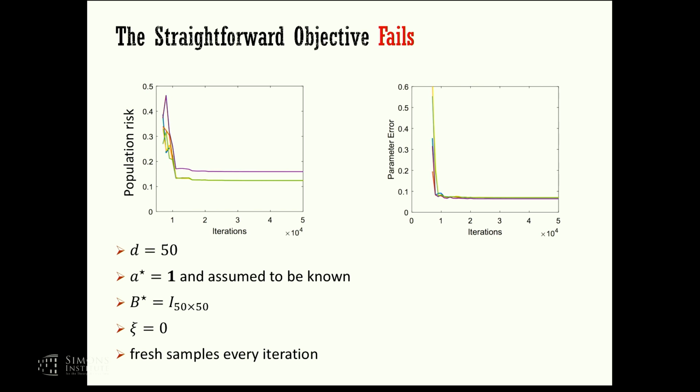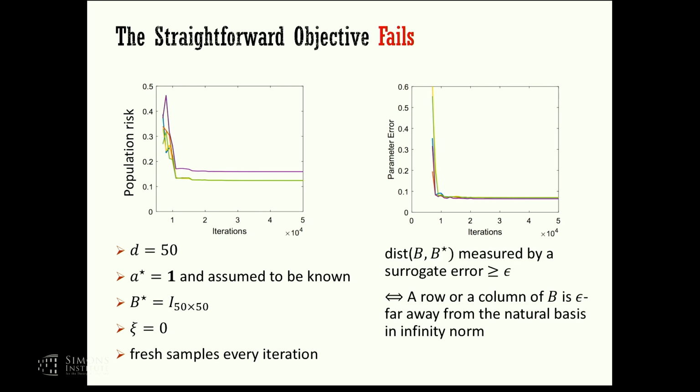How do we compare the parameter B with B star? Ideally we want B to be a permutation of B star, so we can measure the distance between B and B star by finding the best permutation. But here we just use a surrogate loss for computational purposes. You can think of it as: if a row or column of B is epsilon far away from the natural basis in infinity norm, then the error is epsilon. We can see that the error plateaus at 0.1, which basically means that there's always a row or column that is 0.1 away from any permutation of B star.